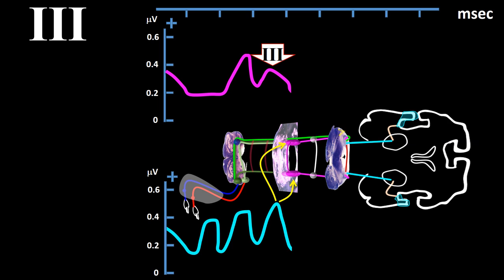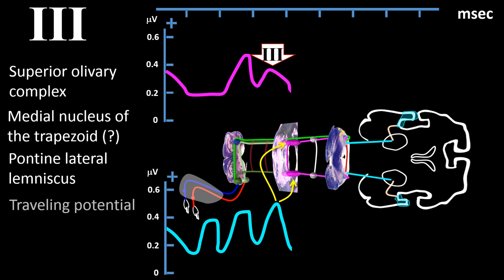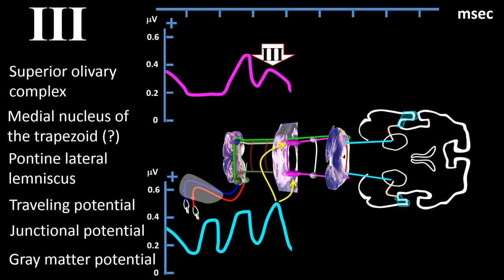Wave 3 is mainly generated by the superior olivary complex, perhaps with some contribution from the medial nucleus of the trapezoid body and pontine lemniscus. It is a mixed potential being generated by a mixture of traveling, junctional, and gray matter or stationary potentials.